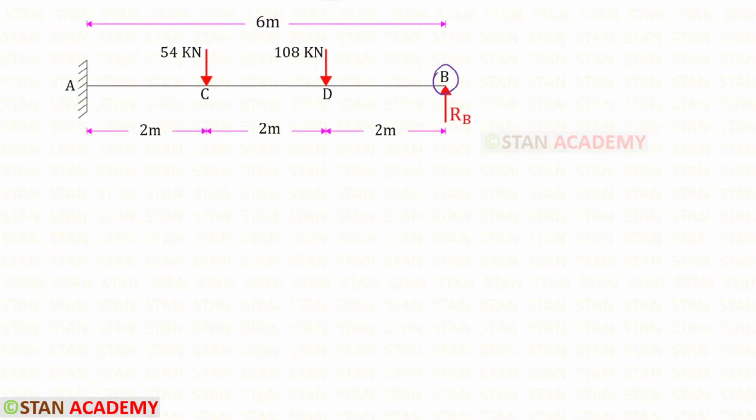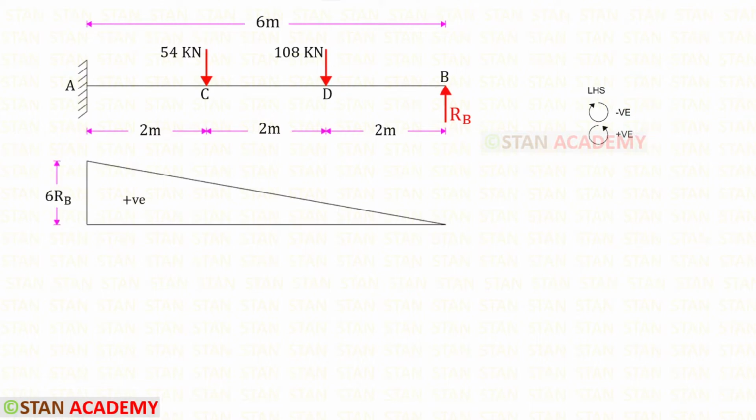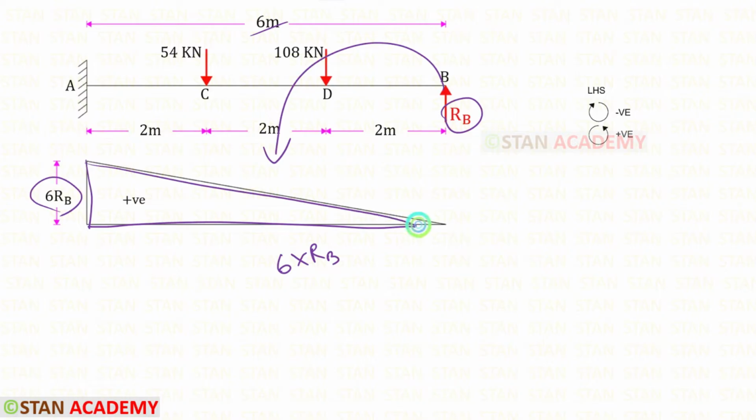Now from the point B and about the point A, we are going to find the moments and draw the bending moment diagram. In this case, we have to follow the left hand side rule. Clockwise will be negative and anti-clockwise will be positive. First, let us take RB. It is acting in the anti-clockwise direction, so it will be positive, and the distance is 6. 6 into RB, we will get 6RB, and the diagram will be in the shape of a triangle.